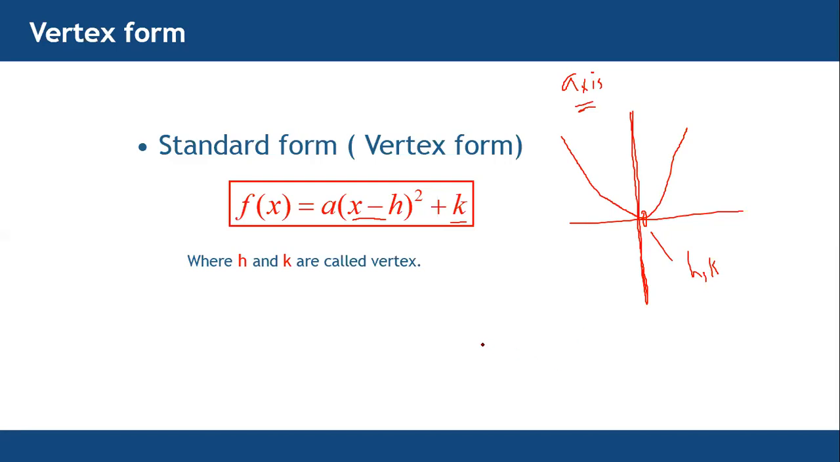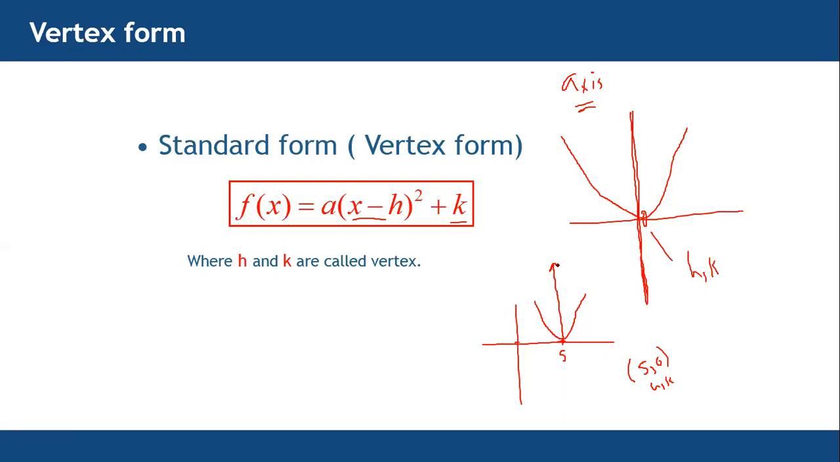For example, the function is like this one. In this case, for example, this point x is equal to 5, and this point y is equal to 0. So h and k are 5 and 0. And this line, for example x equals 5, is called the axis of symmetry, or line of symmetry.